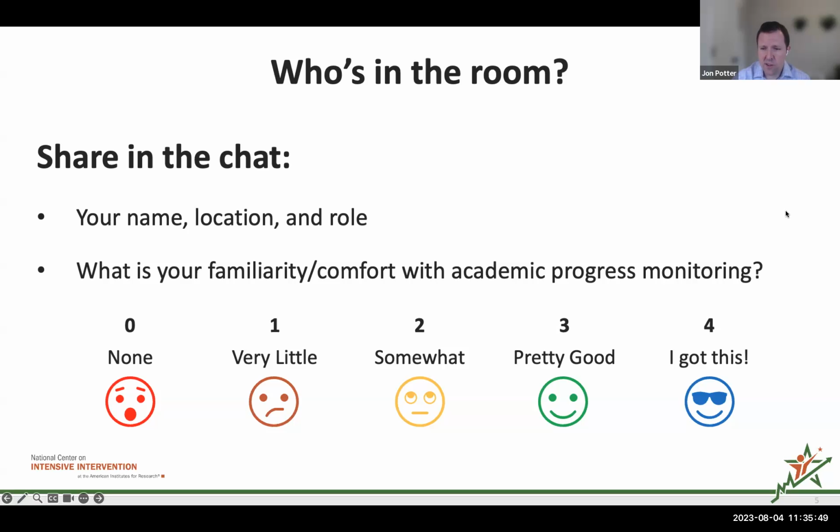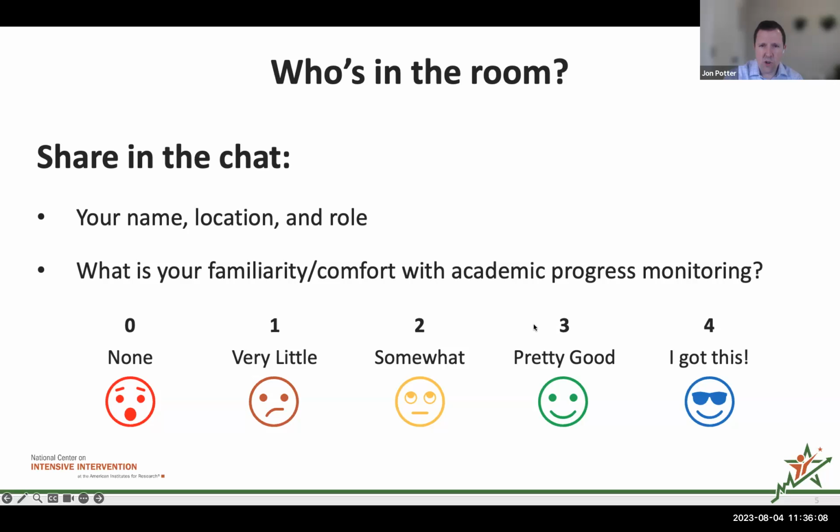Yes, I agree. Progress monitoring is a challenging one for many teachers. So hopefully, even if you feel like you're pretty good around progress monitoring, there'll be something in here that you can take and use to support your teachers in progress monitoring. Okay, great. We'll go ahead and get started with the content then.